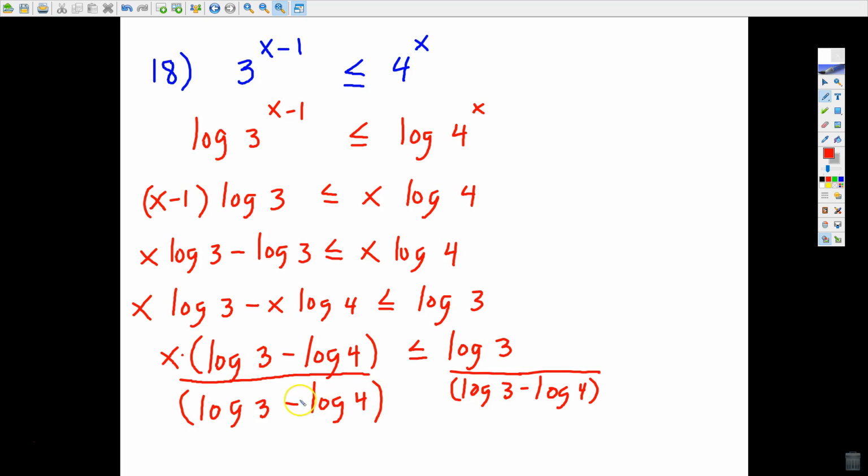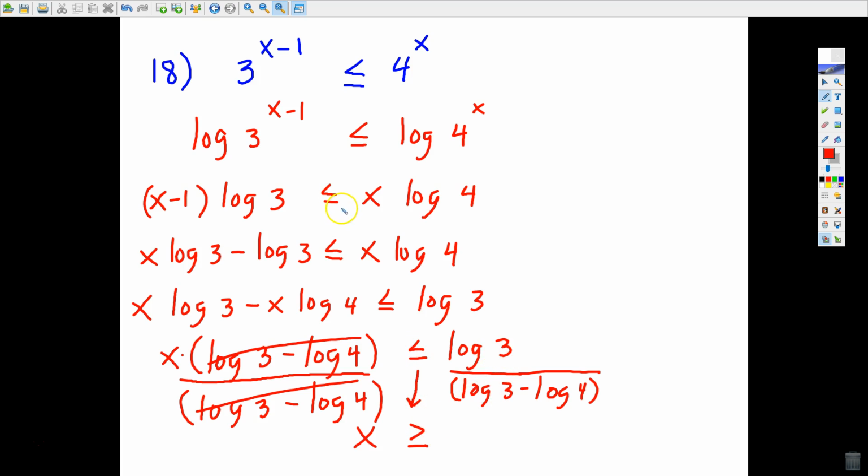So what happens here is I'm dividing by a negative number on both sides. And for inequalities, that requires that I change the direction. It's going to go from less than or equal to, to greater than or equal to. So these are going to cancel, and my answer is going to be x is greater than or equal to. Make sure you catch that.